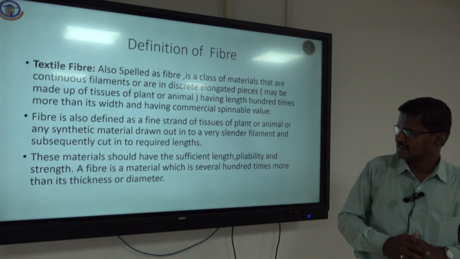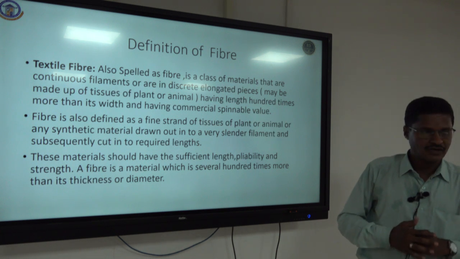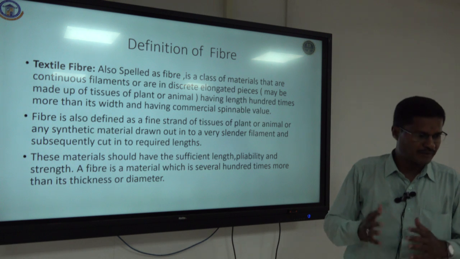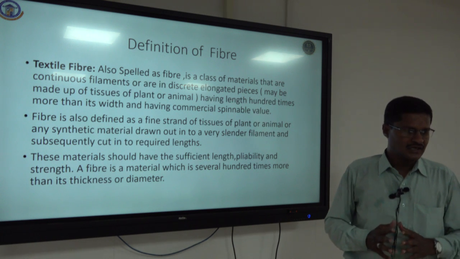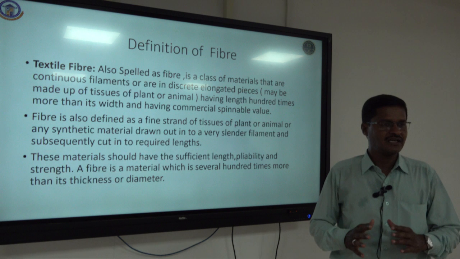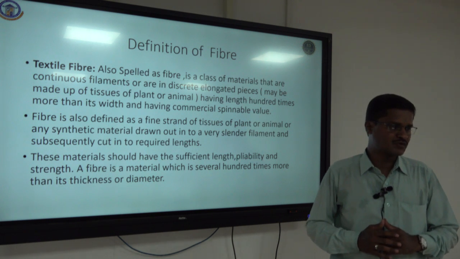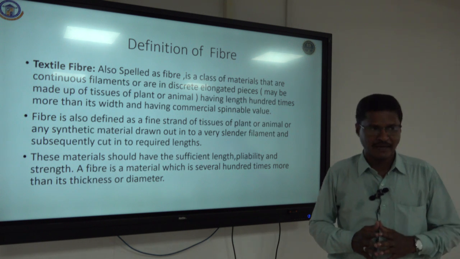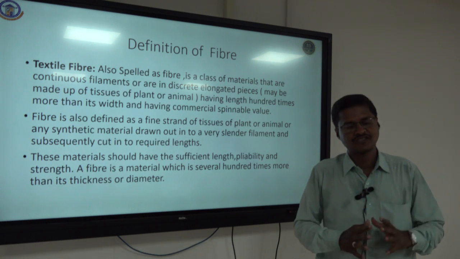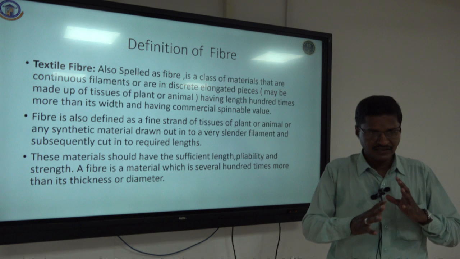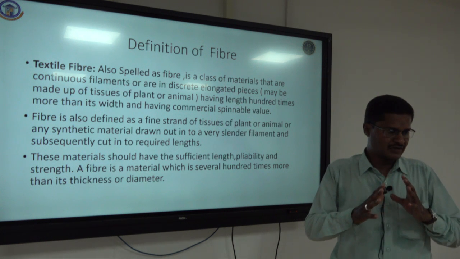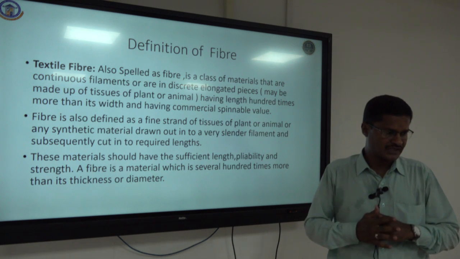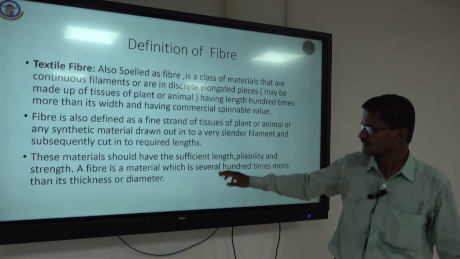Another scientist also defined the fiber. This material should have sufficient length, pliability and strength. Also, a fiber is a material whose length is several hundred times more than its thickness or diameter. That is the main definition of fibers. That is, the length of the fiber is 100 times more than the thickness.